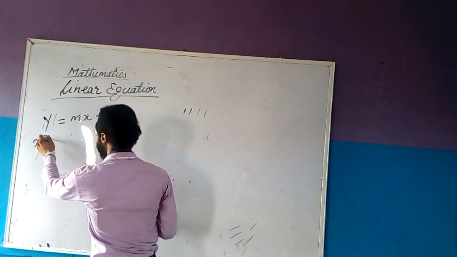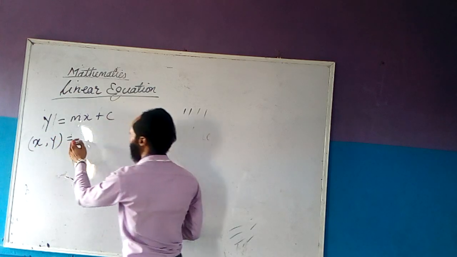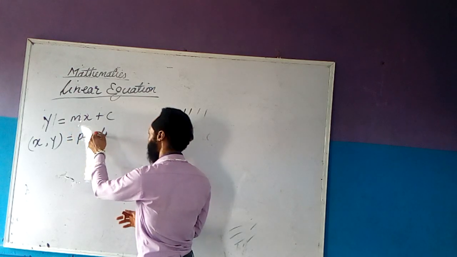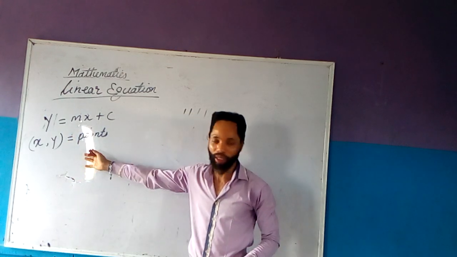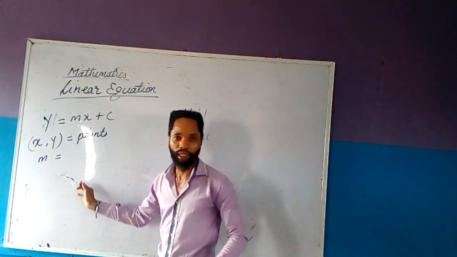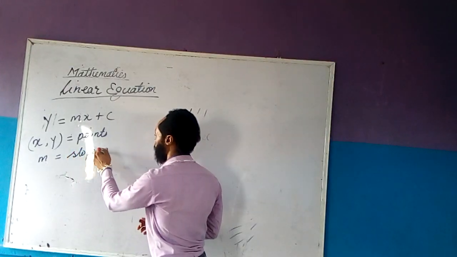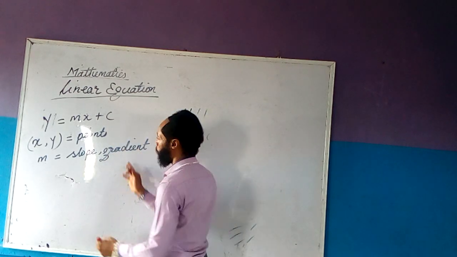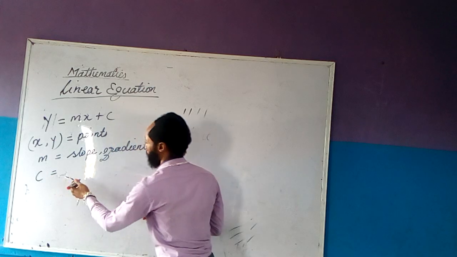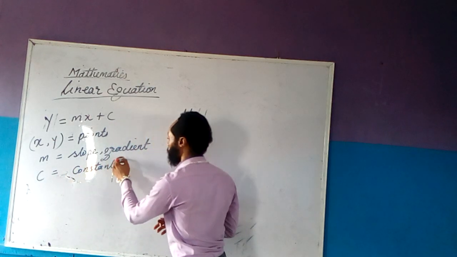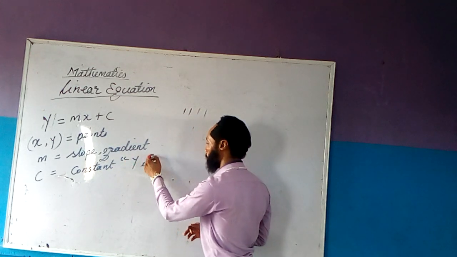X, y. X, y are the what? The coordinates. They are your points. Then m is your slope. Call it the slope or the gradient. While c is the constant, and it's also the y-intercept.